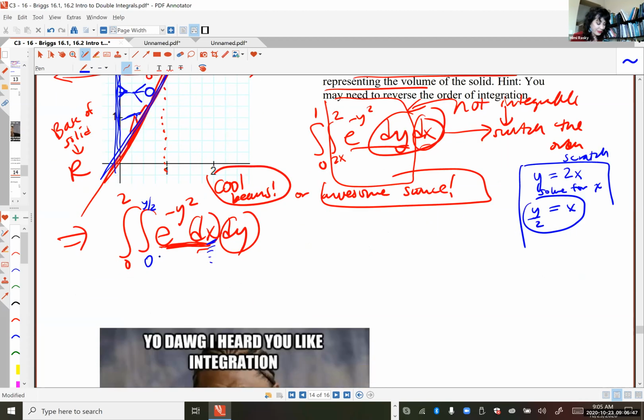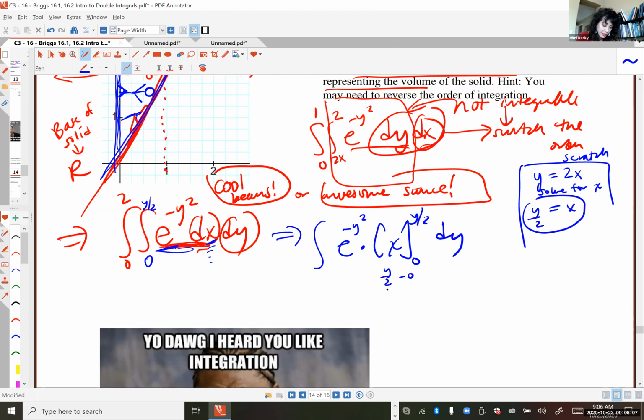Let's do this integral. So if I integrate e to the negative y squared with respect to x, totally doable. E to the negative y squared just looks like some constant multiple times x, and x is going to get evaluated between its limits, lower limit 0, upper limit y over 2. Fine. So now this is going to be y over 2 minus 0, but the 0 is there. So then what do we have? We now have e to the negative y squared times y over 2 dy, and we still have the limits there.